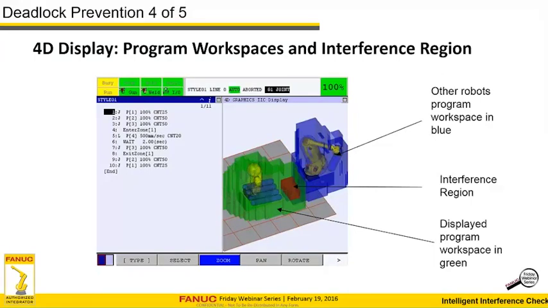The interference regions are red. The displayed program workspace is green, and another robot program is displayed in blue. So it goes through and it finds every possible collision area. And if you have a conditional jump or conditional logic, well then you've got multiple different scenarios. You know, you've got multiple different point clouds, or I should say interference regions.